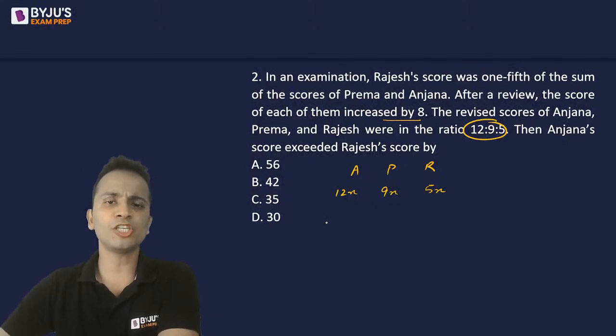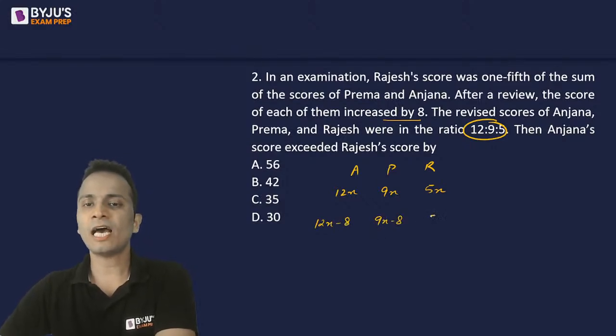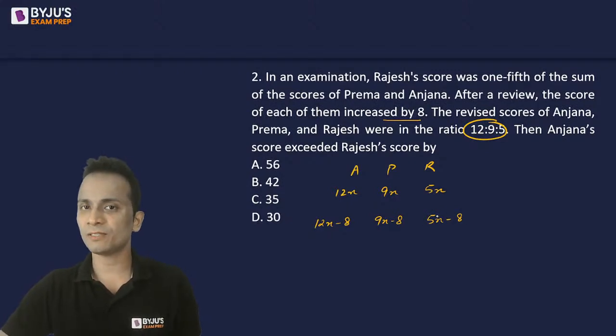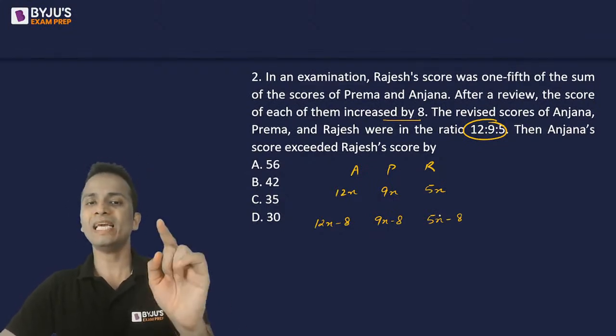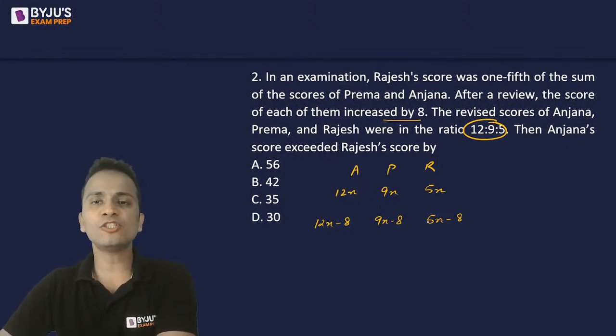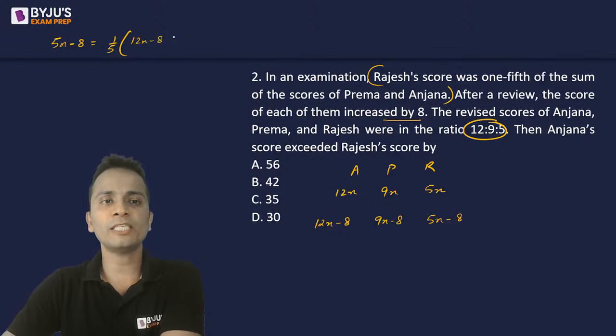So scores before revision will be 12x minus 8, 9x minus 8, and 5x minus 8, because for each of them the score increased by 8. Okay, so before revision the score will be 8 less than the scores after revision. Done. Now the relation between these scores is given, that Rajesh's score was one-fifth of the sum of the scores of Prema and Anjana. So Rajesh, that is 5x minus 8, is equal to 1 by 5 of the scores of the other two people. That is 12x minus 8 plus 9x minus 8. All right, fine.